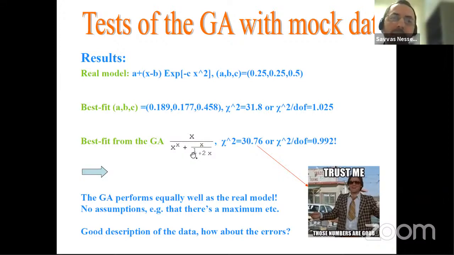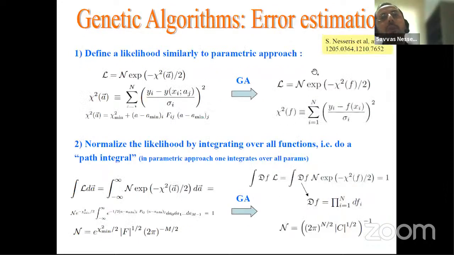Okay. Now, the question is, we got some best fit function, but what happens about the errors? How do we get an error estimate about this function? The way to do this is the following. Back in 2012 with Juan Garcia Bellido, we developed a path integral approach. You have to remember that, as I said, genetic algorithms are similar to traditional Monte Carlos, and we can use this Bayesian approach in this case.